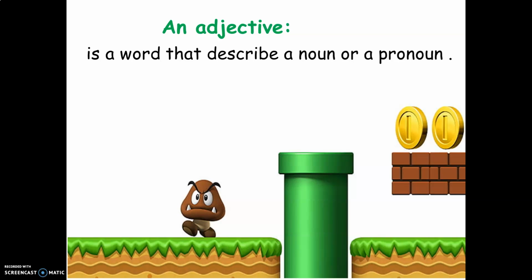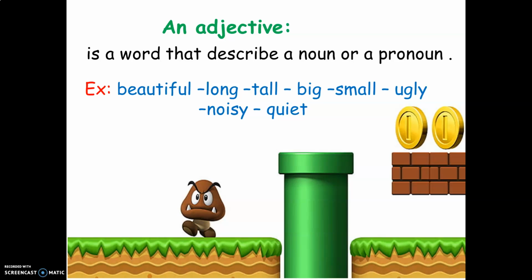What do I mean by an adjective? An adjective is a word that describes a noun or a pronoun. For example, she is long, he is tall, they are happy, we are sad. So, give me examples using adjectives. We have beautiful, long, tall, big, small, ugly, noisy, and quiet. So, if I ask you, give me examples using adjectives, you have to say, for example, beautiful, long, tall, big, small, ugly, noisy, or quiet.